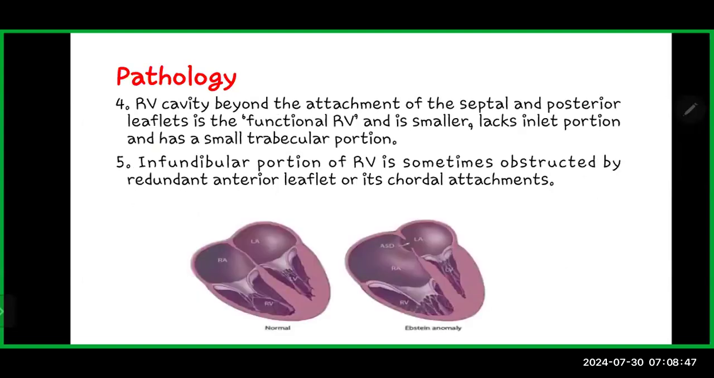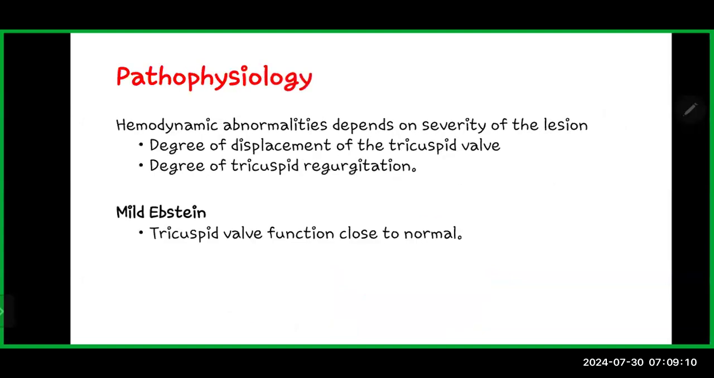The right ventricular cavity beyond the attachment of the septal and posterior leaflets is the functional right ventricle, and it's smaller, lacks an inlet portion, and has a small trabecular portion. The infundibular portion of the right ventricle is sometimes obstructed by redundant anterior leaflet or chordal attachment.